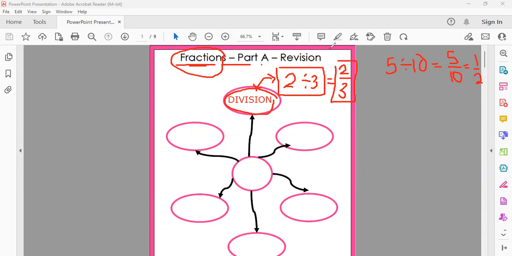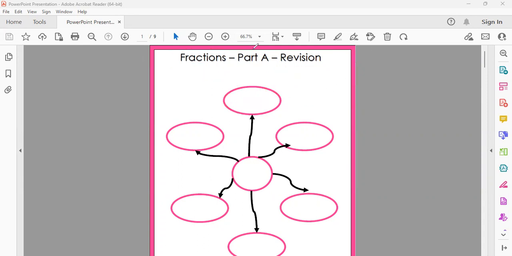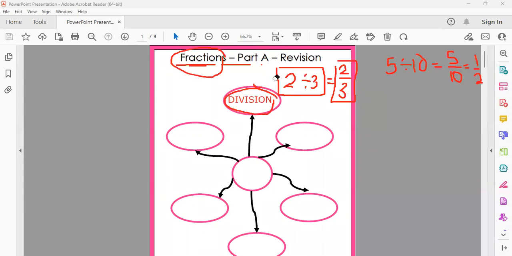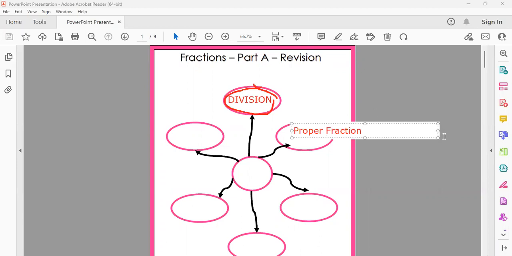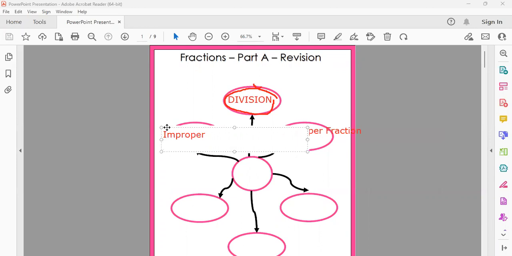Then the next part would be for you to learn about the types of fractions. So when you're now in standard 5, you should know that we have something called a proper fraction. Okay, and the opposite of it would be an improper fraction. Now, if I'm going to ask you, I'm sure most of you would remember what is a proper and what is an improper fraction.